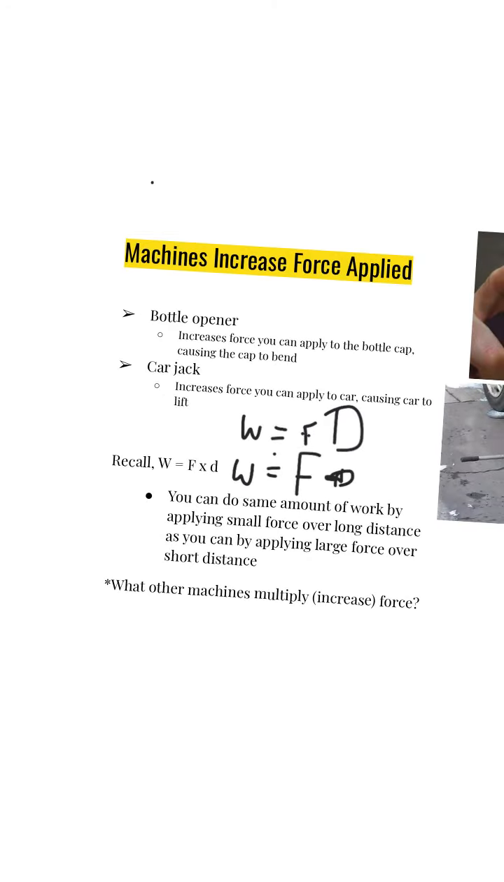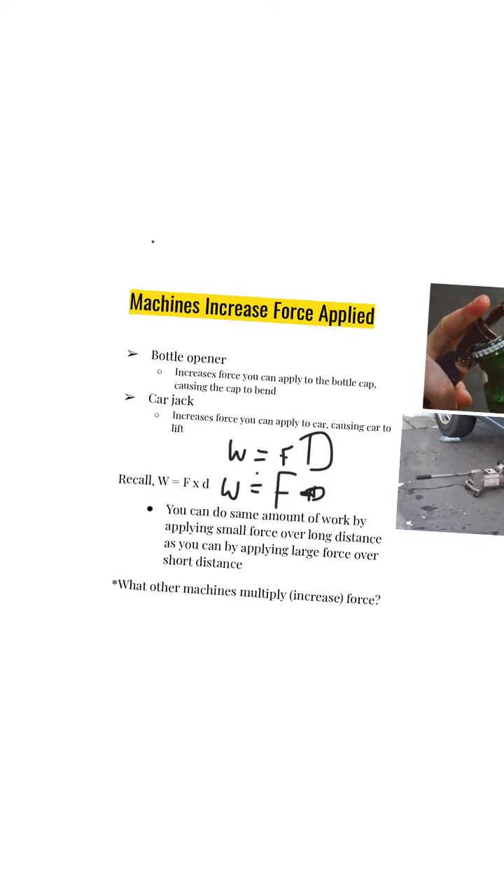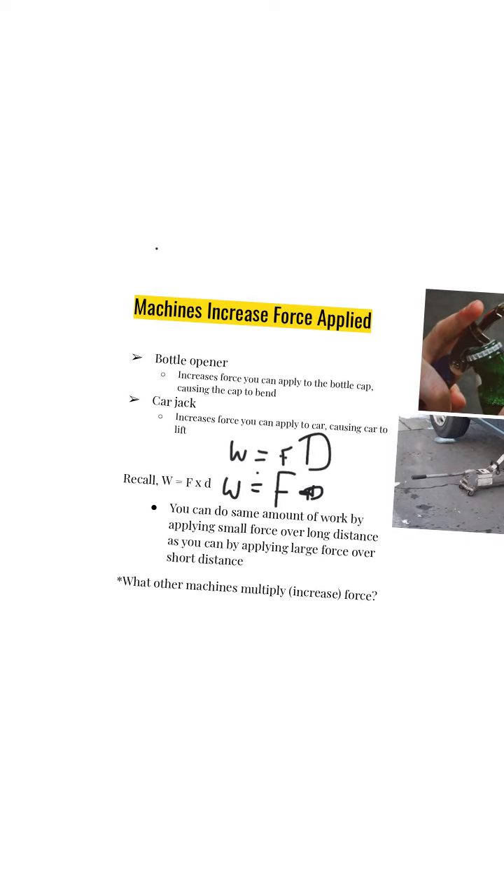So what the machine does to increase the force is you apply a small amount of force over a long distance, and then that machine changes it and uses a short distance and can apply a larger force over that. Can you think of any other machines that might multiply or increase the amount of force that you can use? Be thinking of that.